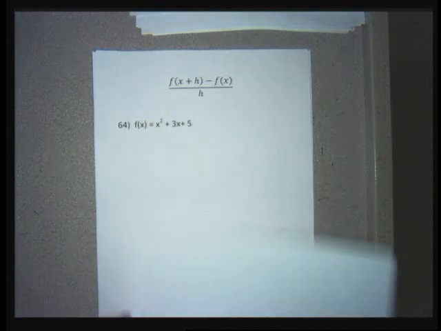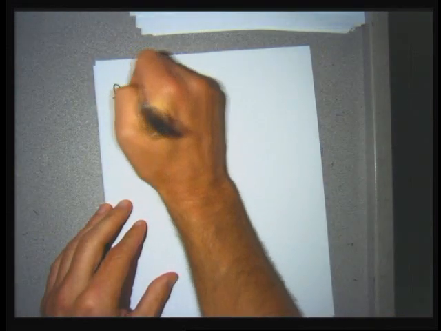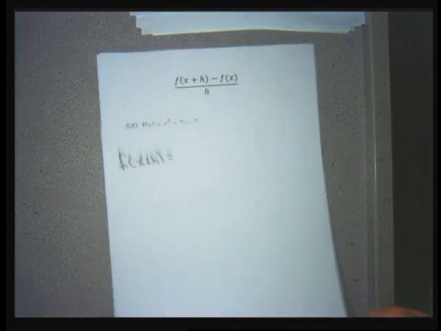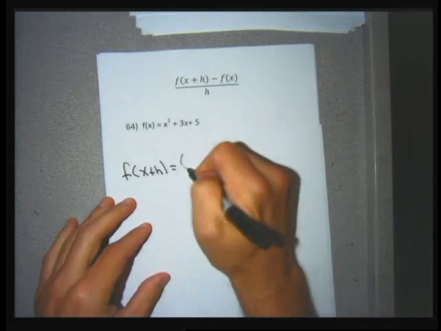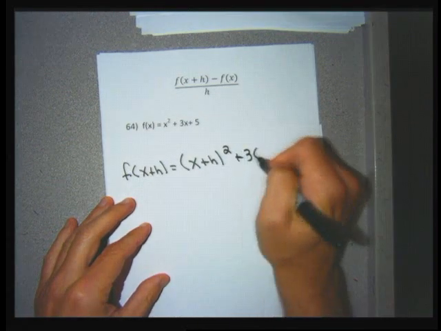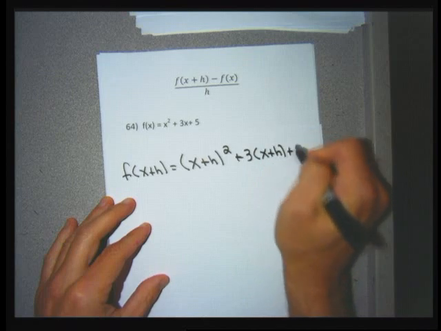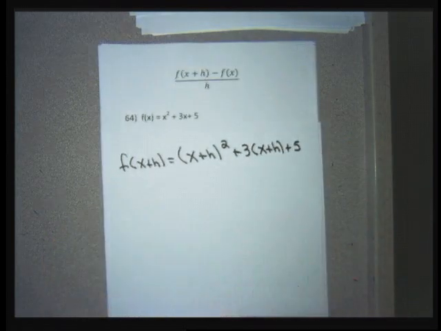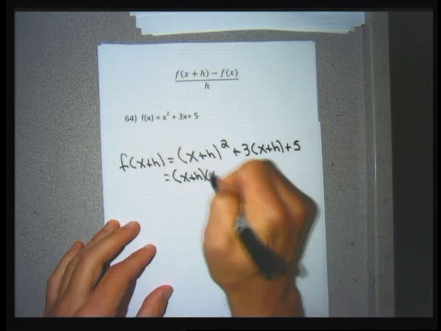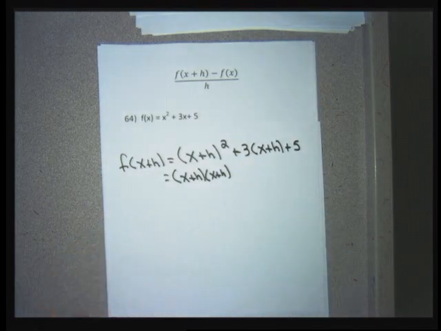So to do 64, I want to change the f of x plus h and the f of x to something. Gave myself a lot of room to do the f of x plus h. To do f of x plus h, it's going to be x plus h squared plus 3 times x plus h plus 5. So the hard part of all these problems is to know how to replace the numerator. Replacing the f of x plus h is the hard part. X plus h quantity squared is x plus h times x plus h, which I FOIL.